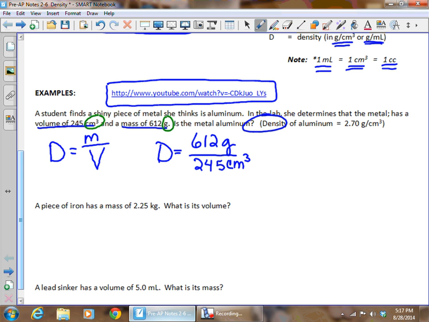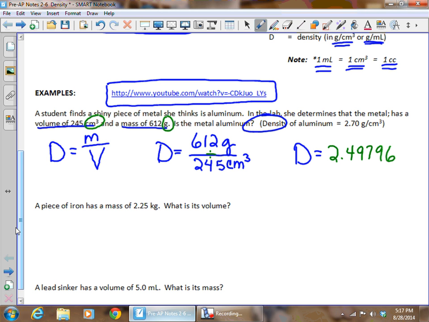So this tells us, since we have one number on top and one number on bottom, that we need to divide these two numbers. So dividing these two numbers, we get that D is equal to, and our interim value is going to be 2.49796. Our interim value. Remember that we must have a USS answer: units, sig figs, scientific notation.